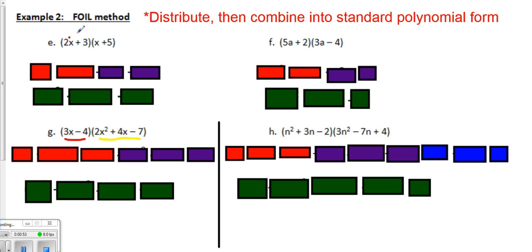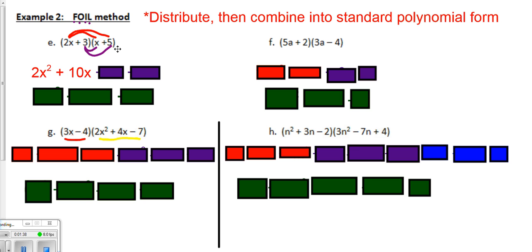So just like we saw earlier, we're going to do kind of that crab claw looking thing. 2x times each of these pieces, and 3 times each of these pieces. Remember, this piece here is first, this one here is outer, this one here is inner, this one here is last, F-O-I-L, first, outer, inner, last, or FOIL. So when we look at our first ones, 2x times x, that becomes 2x squared. When we look at our outer ones, 2x and positive 5, that becomes positive 10x, or plus 10x.